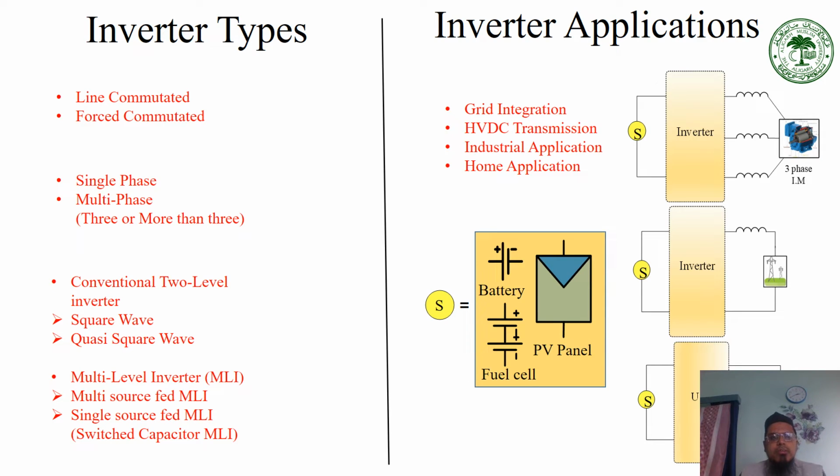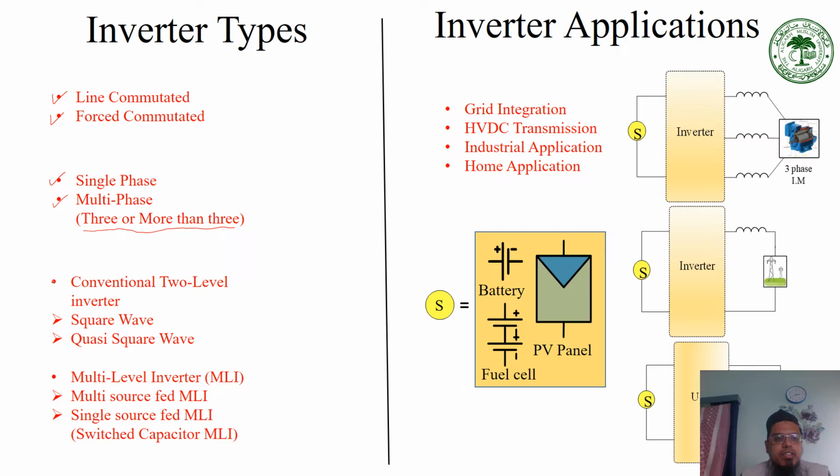So let's start with the basics of inverter. Inverter could be classified in multiple ways. An inverter could be a line commutated inverter or a force commutated inverter, or we can classify an inverter into a single phase or multi-phase inverter. In recent past, since research is going on for more than three phases drive system, we have more than three phases inverter system also coming up.